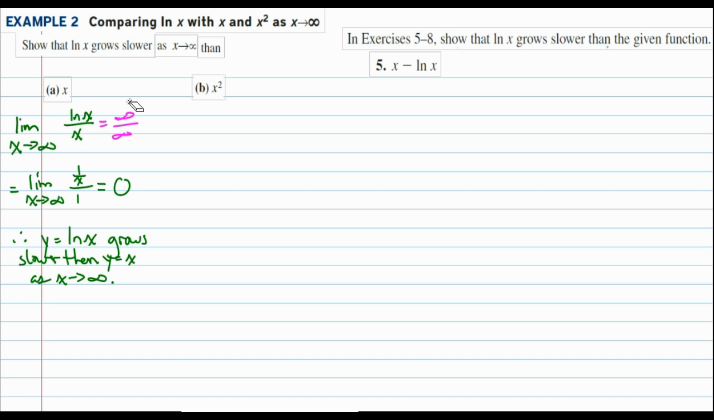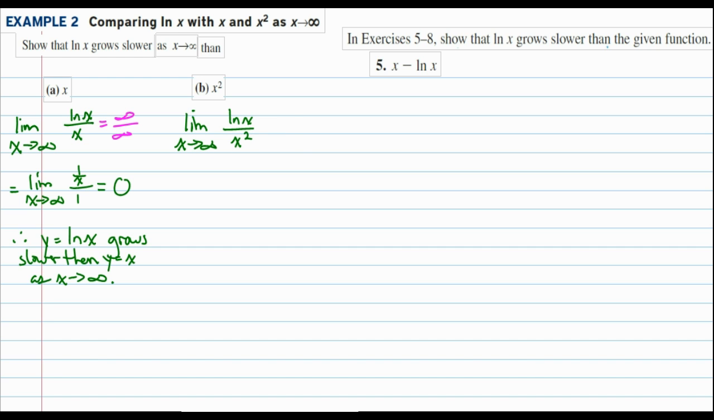Now I can make that conclusion that the natural log of x grows slower than y equals x as x approaches infinity. Now how about x squared? Again, if I'm going to show that the natural log of x grows slower, I'm going to try putting the natural log of x in the numerator and x squared in the denominator as x approaches infinity, taking that limit, and hopefully I get a limit of 0. I could put x squared in the numerator and natural log of x in the denominator, hope to get a limit of infinity, which would still show that x squared grows faster than natural log of x, and therefore natural log of x grows slower, but I think this is a more efficient way to go.